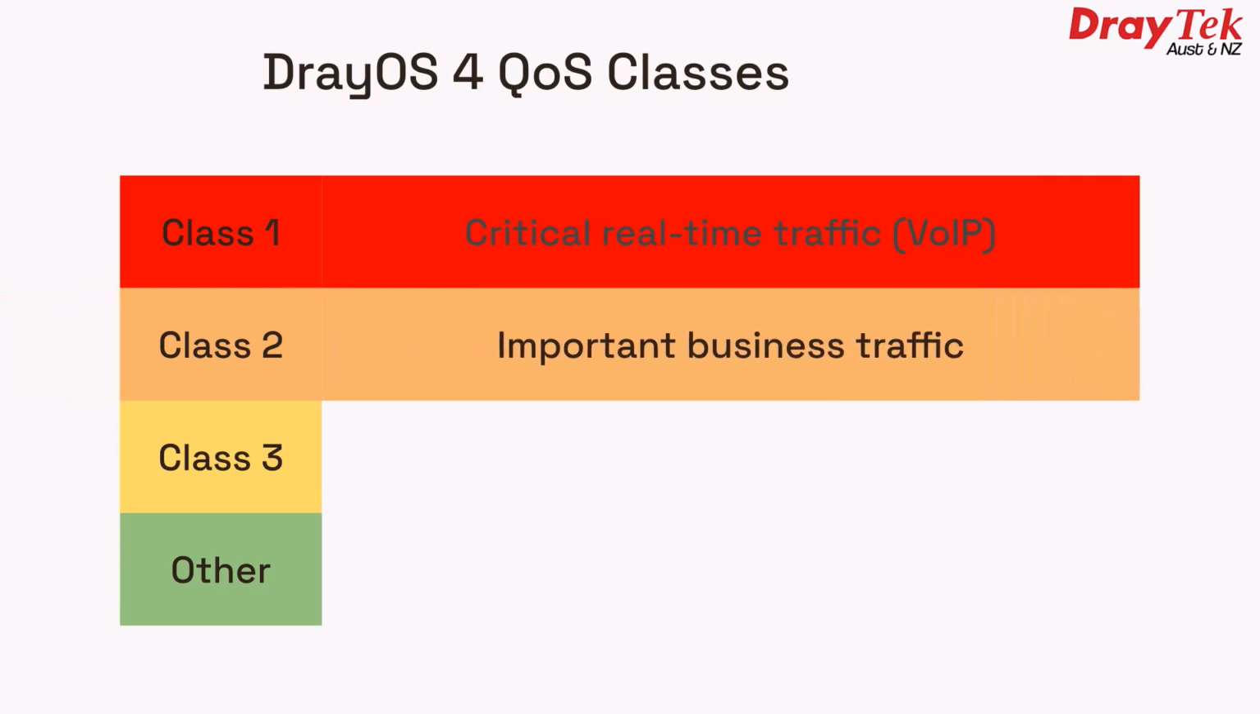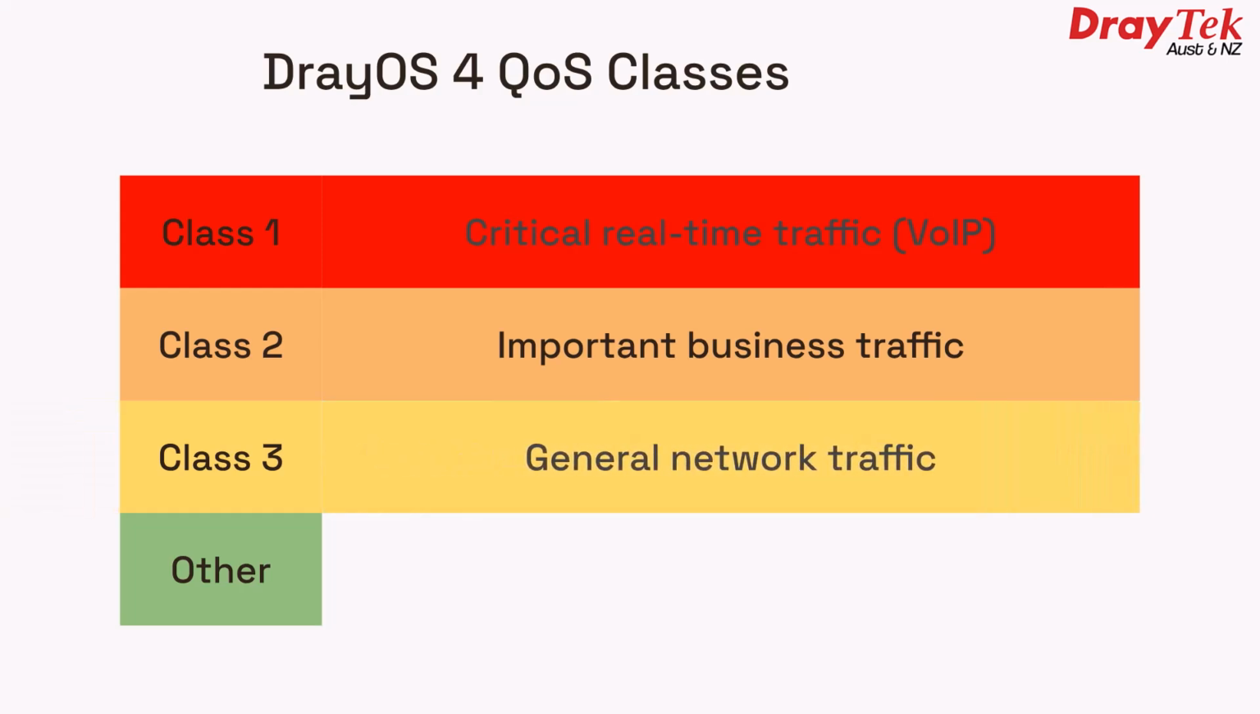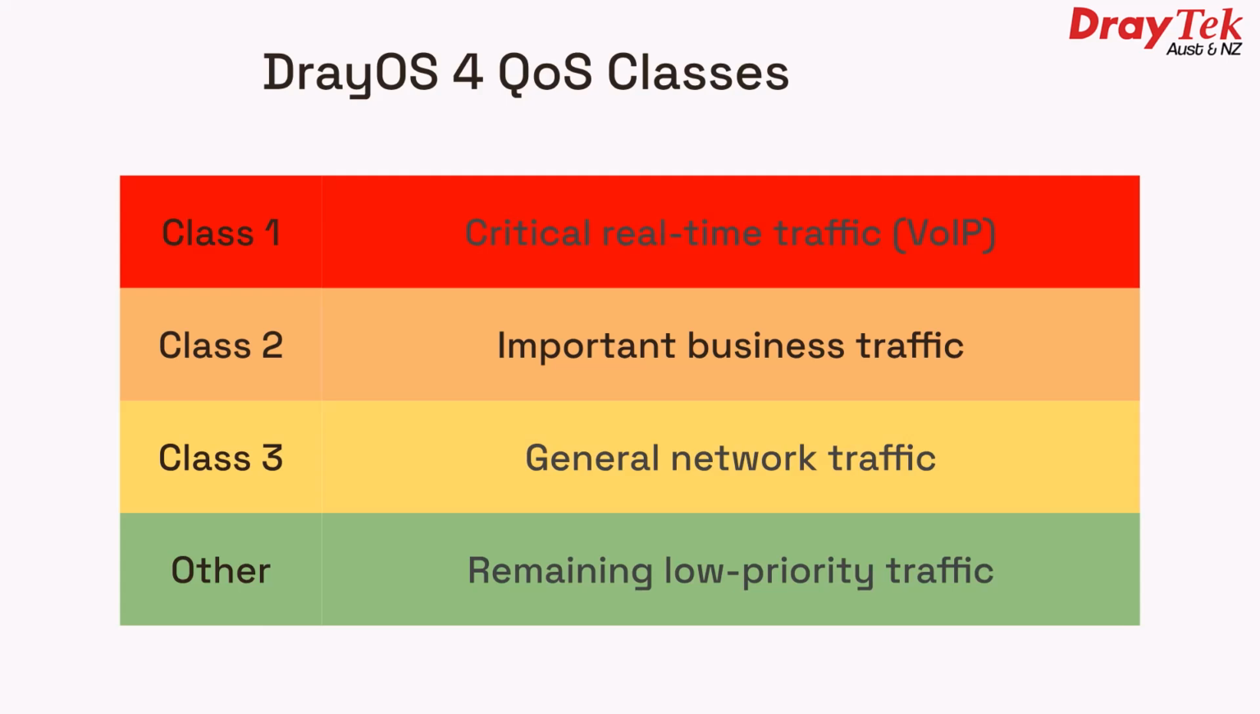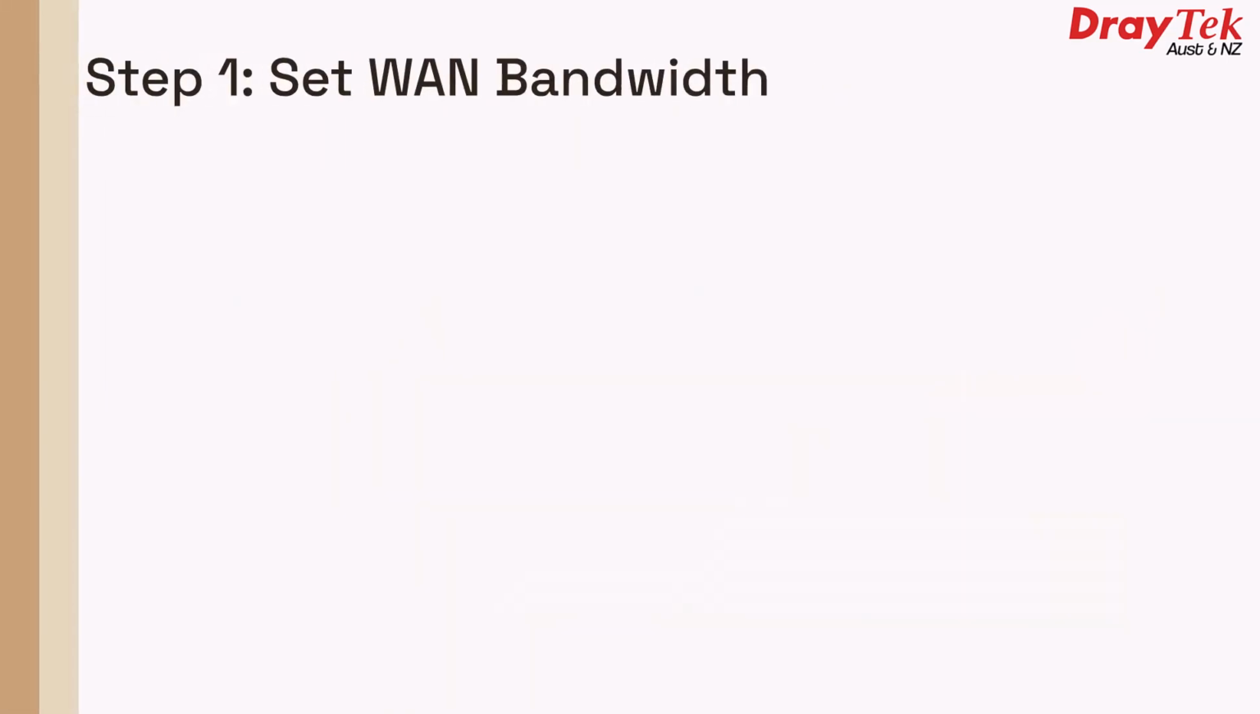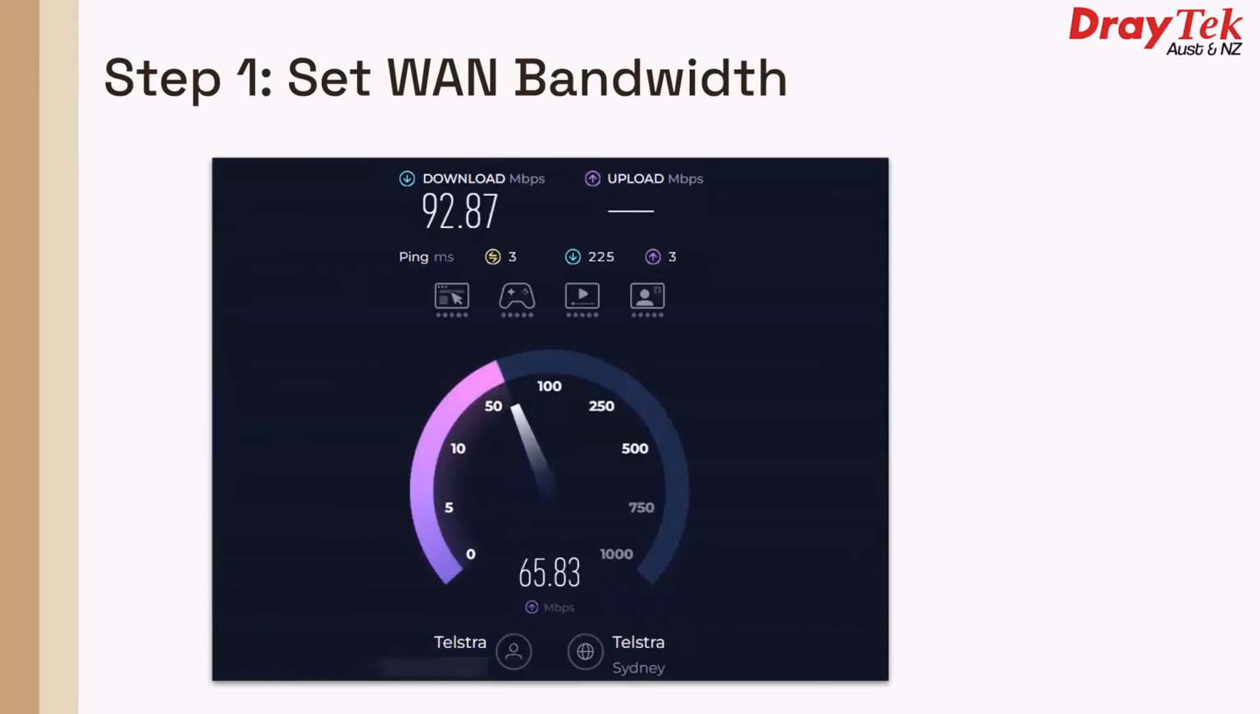Class 2 is used for important business traffic that requires stable performance, but is less time-sensitive than Class 1. Class 3 is assigned to general traffic that does not require strict prioritization. Other includes any remaining traffic and will use only the available bandwidth after the higher priority classes are serviced. By assigning traffic to the appropriate QoS class, the router ensures that critical applications are prioritized during periods of high network usage. The first essential step is to set the actual WAN bandwidth.